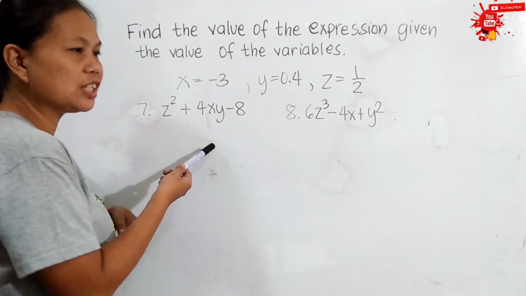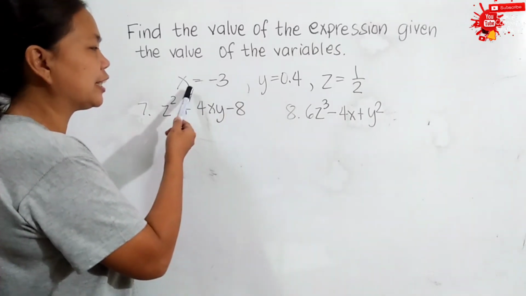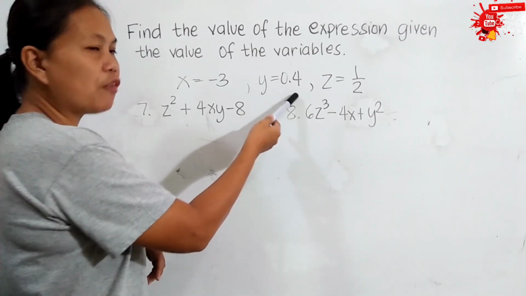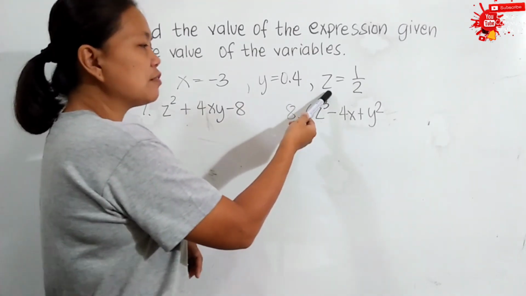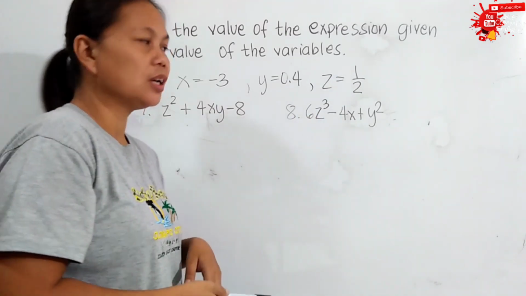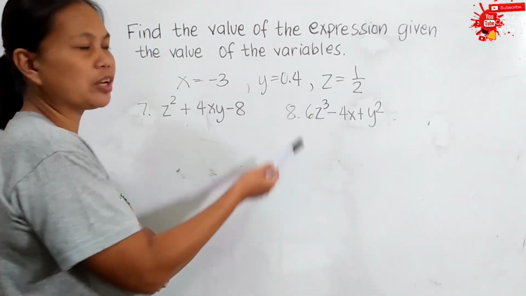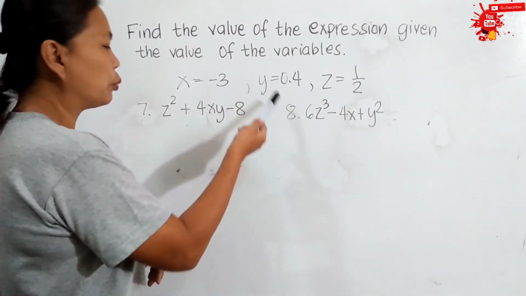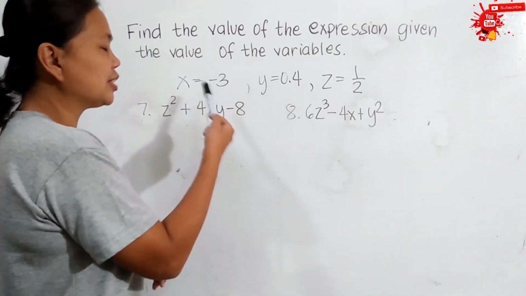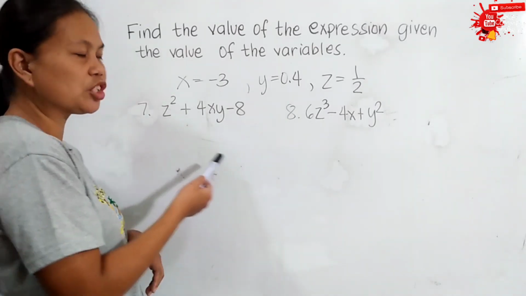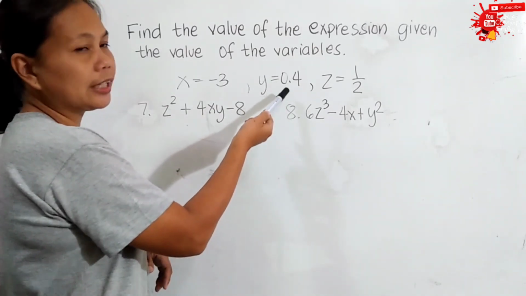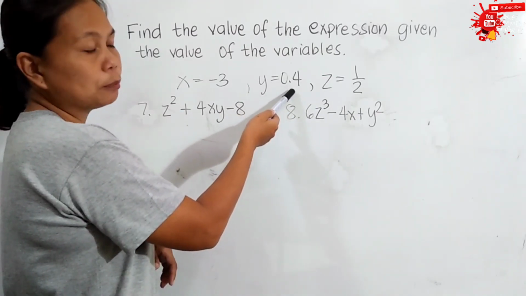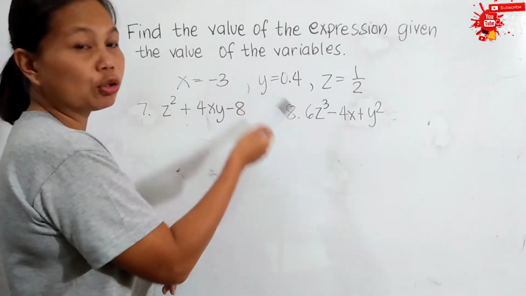So we have to find the value of this algebraic expression given that the value of x is negative 3, the value of y is 0.4 or 4/10, and the value of z is 1/2. So for these particular values, we are given a fraction, an integer, and a decimal number. If we're going to use these values in our algebraic expression, it is easier to use the given numbers in fraction form. So we may change this value of y into a fraction.